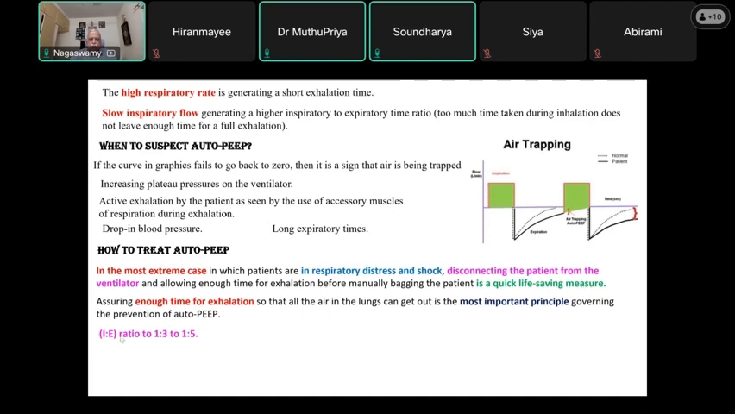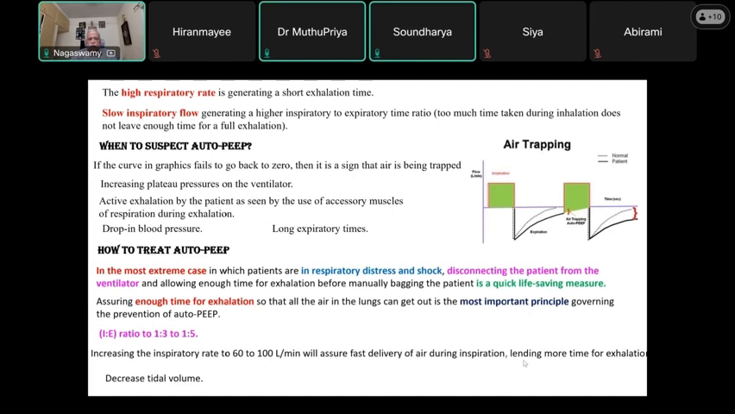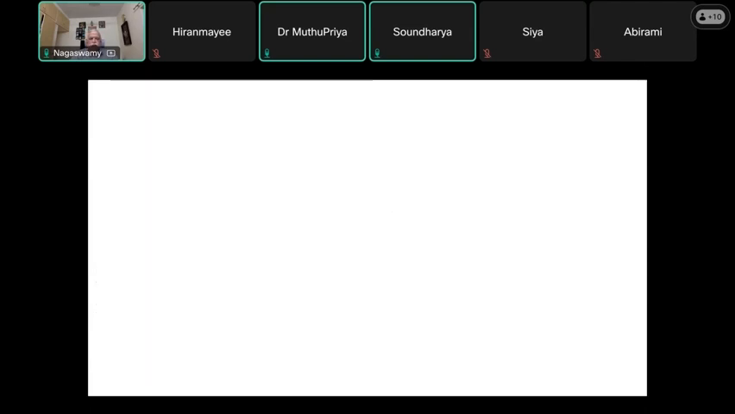auto-PEEP. So the I:E ratio should be altered to 1:3 or 1:5, which means 3 to 5 times the time allowed for inspiration should be there for exhalation. So increasing the inspiratory flow rate from 60 to 100 liters per minute will assure fast delivery of air during inspiration, lending more time for exhalation also. And decrease the tidal volume, decrease respiratory demand by decreasing the CO2 also. So some amount of hyperventilation also will be useful in treating the auto-PEEP.